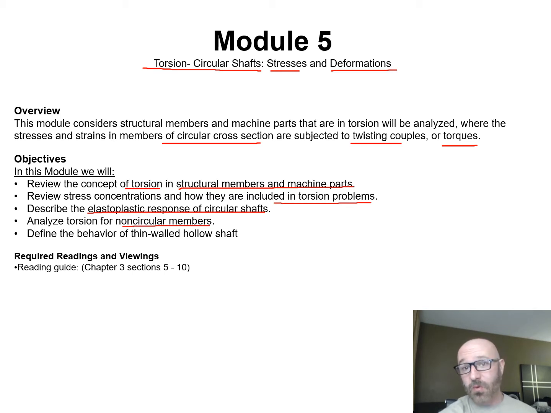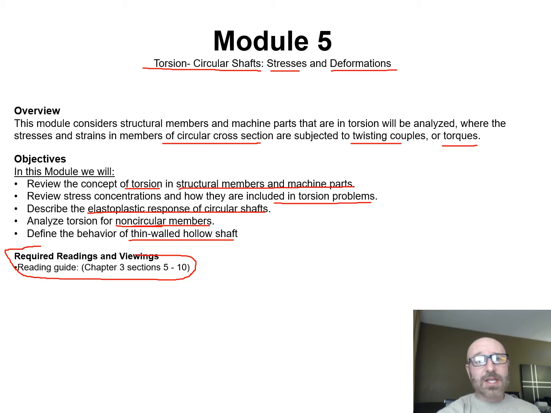So everything up to this point has been a circular member. Take a look at some non-circular member shapes. And then from there, I think the last topic will be looking at thin-walled hollow shafts and defining their behavior. So relating back to our textbook, this goes back to Chapter 3, Sections 5 to 10. So if you're looking back at your textbook, take a look at Sections 5 through 10 within Chapter 3.